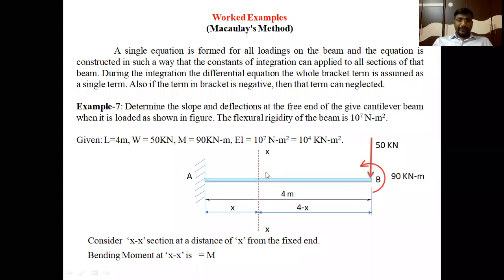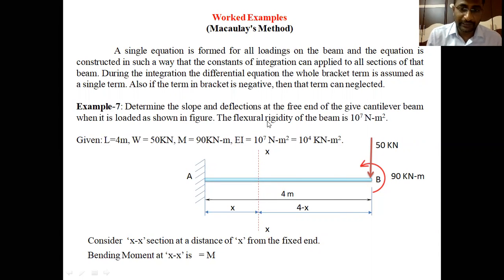The bending moment at the section is the moment developed by all the forces on the right hand side of that section. So here one force is there and one couple is there, one moment is there. If the force is acting on the right side, we multiply the perpendicular distance from the section to the force, then we can get the moment. And if a moment is acting on the right side, directly we can say that if it is anti-clockwise, it is taken as a positive moment, and if it is clockwise, it is a negative moment at the section XX.